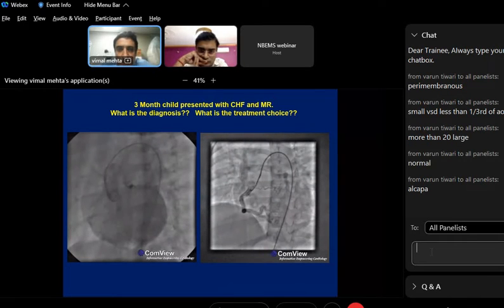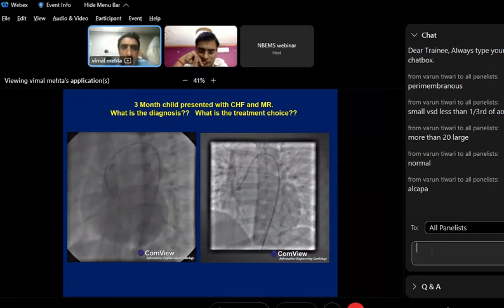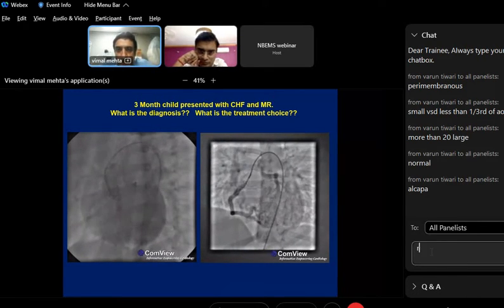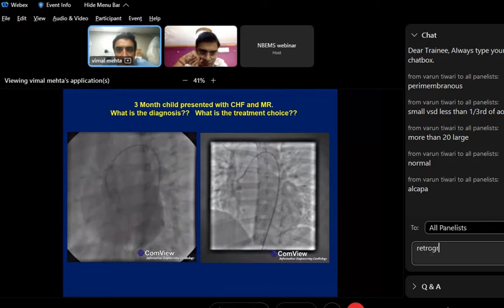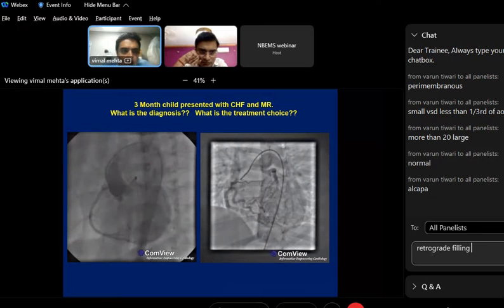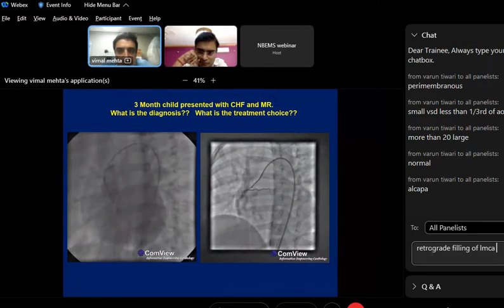I'm not interested in diagnosis. I'm not interested in diagnosis at all. I'm interested in what you see. No, most of the conditions have multiple diagnoses, differential diagnosis. So you have to tell me what you are seeing and what you are not seeing. This is a small child actually.